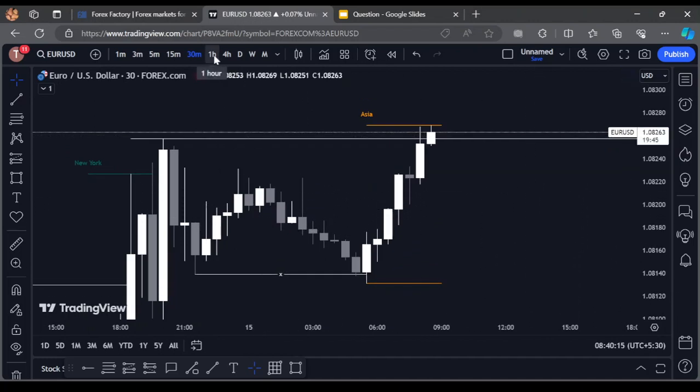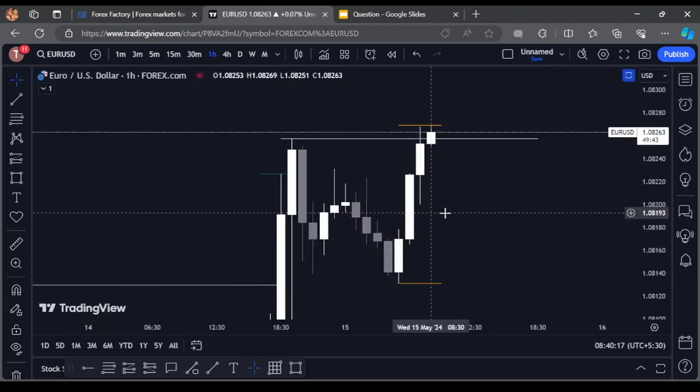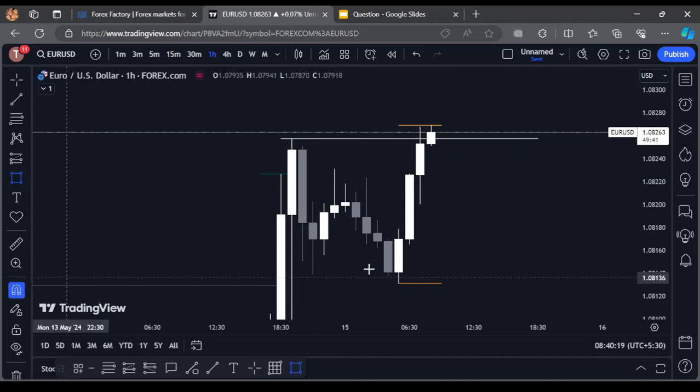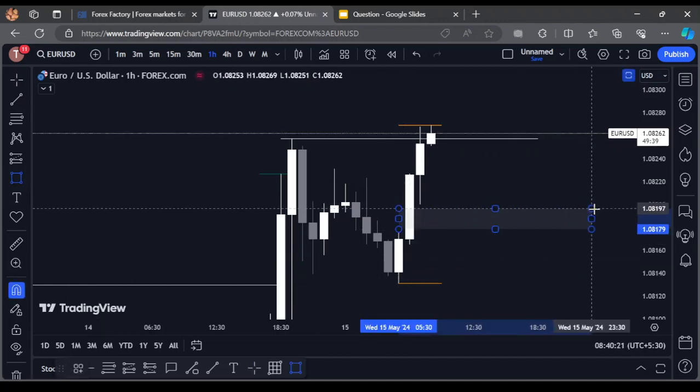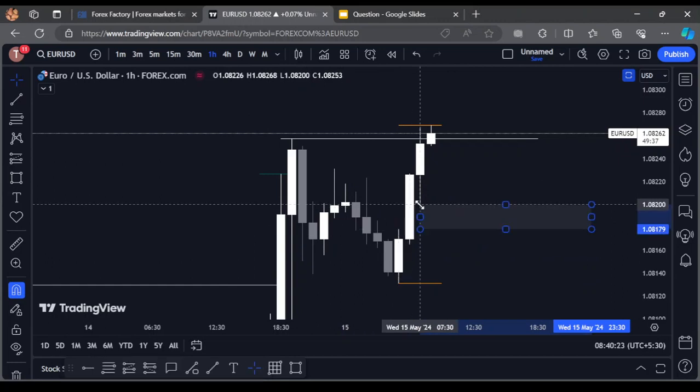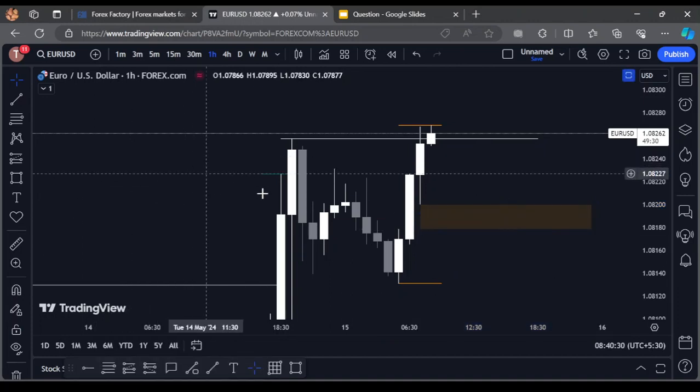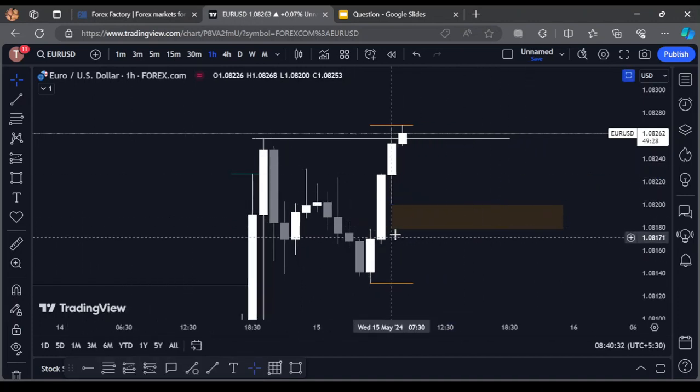over here. First of all, I'll be marking this FVG along here. Let's mark it. Yeah. So here we marked it. Let's change the color of it because it's an FVG, not an order block. So yeah, we are having this FVG. So let's move to the 30 minutes now.